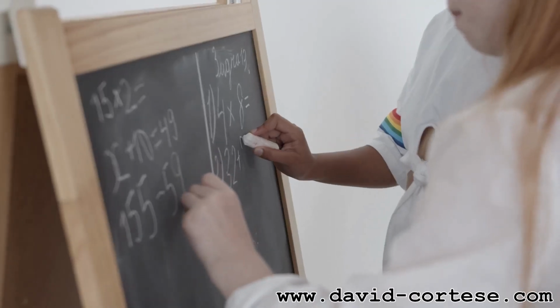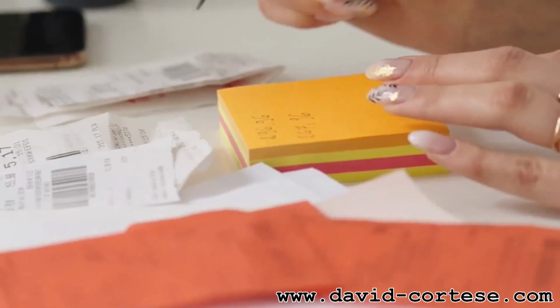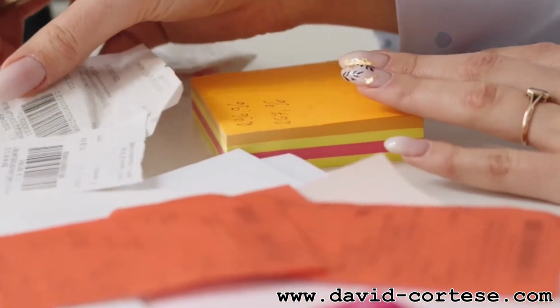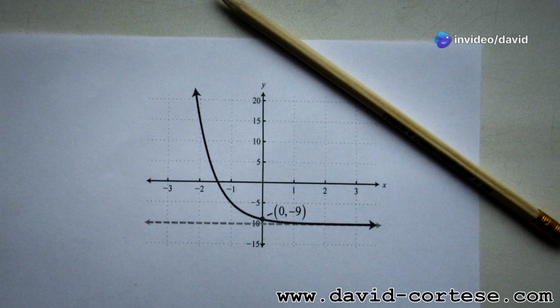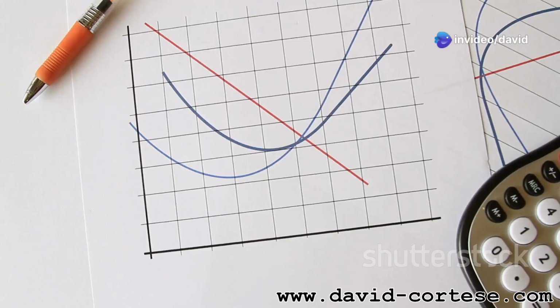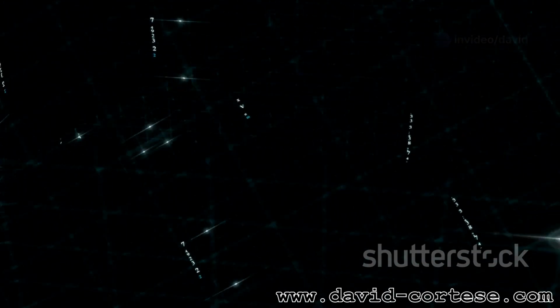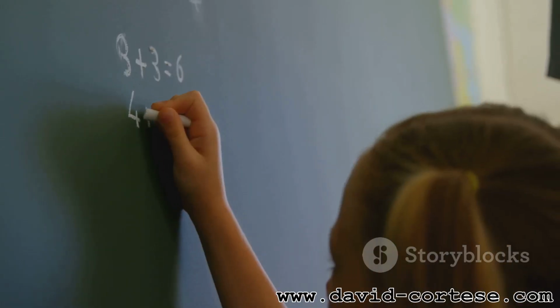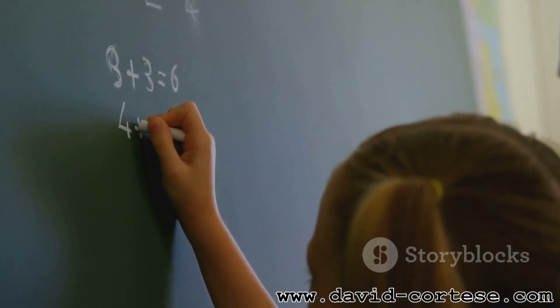For the equation x plus y equals 5, if x equals 0, then y equals 5. That's the point (0, 5). If y equals 0, then x equals 5. That's the point (5, 0). Plot these points and draw a line through them. Now do the same for the equation x minus y equals 1.